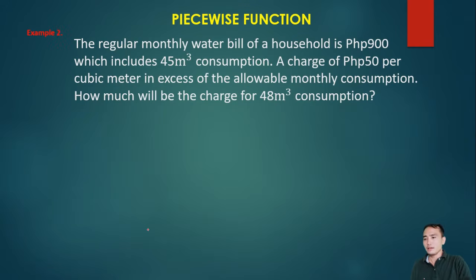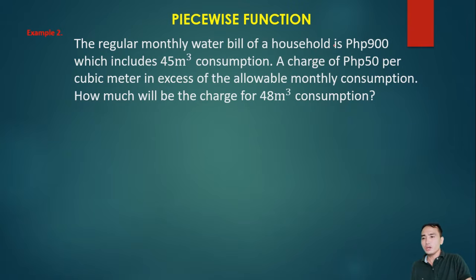Next example. The regular monthly water bill of a household is 900 pesos, which includes 45 cubic meter consumption. A charge of 50 pesos per cubic meter in excess of the allowable monthly consumption. How much will be the charge for 48 cubic meter consumption? This is also an example of a piecewise function.